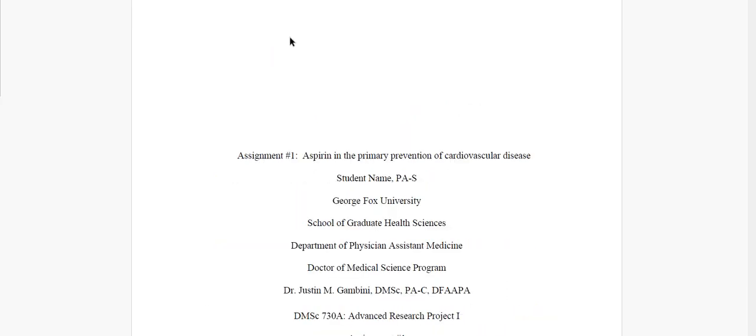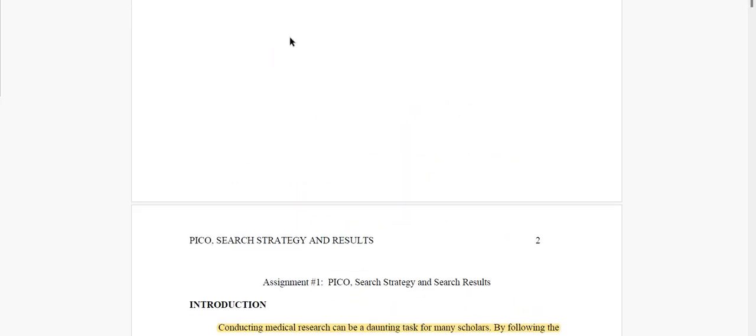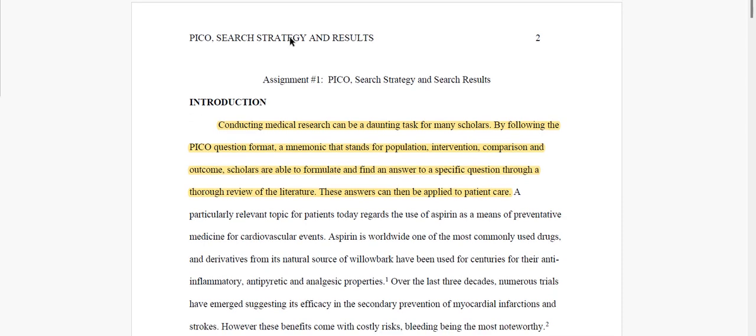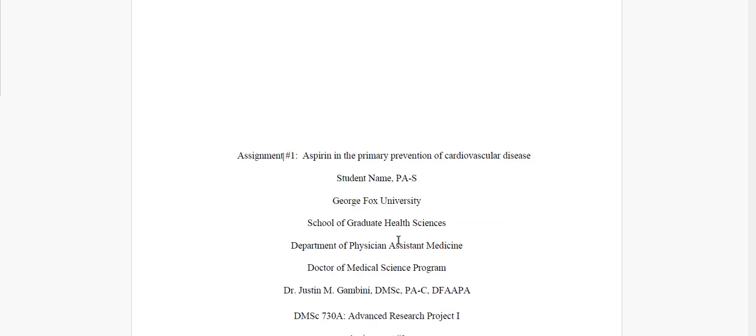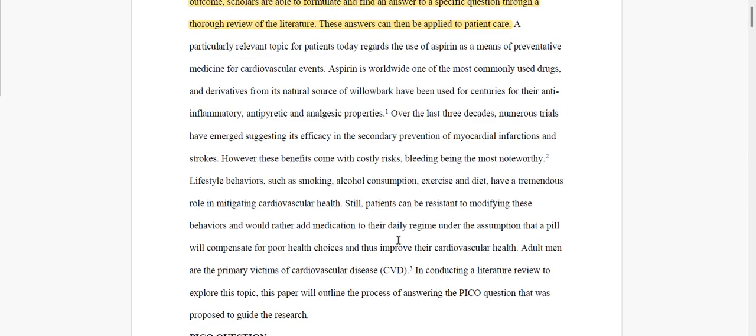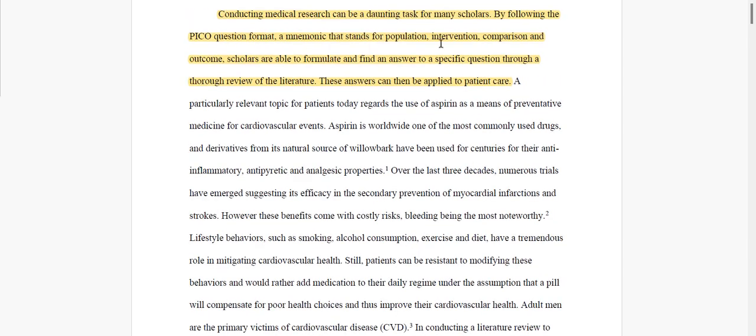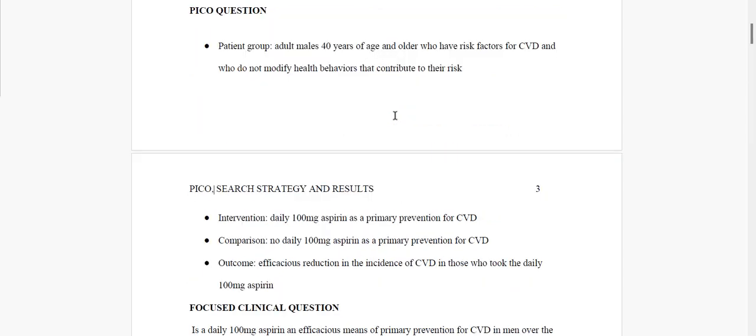Looking at this other assignment here, I highlighted again as we take a look here. This is probably text that's not necessary for you to write. Introduction-wise, I think what this particular one is doing is looking at the benefits of aspirin in the primary prevention of cardiovascular disease. So have an introduction related to that. Don't need to go into the whole, yes, PICO's a mnemonic, blah, blah, blah. We know that already. All right. So both of these can be found in the week 2 module.